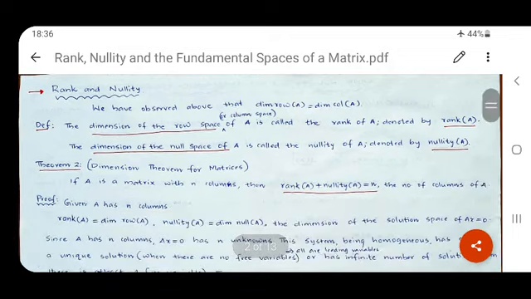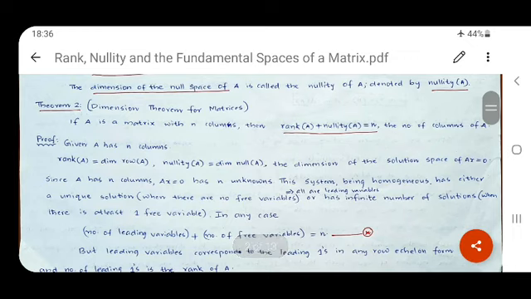Second theorem, the dimension theorem for matrices, states that if A is a matrix with n columns, then rank A plus nullity A equals n, the number of columns of A. The proof goes like this. A is a matrix with n columns. So rank of A equals the dimension of the row space of A, and nullity of A equals the dimension of the null space of A. The null space of A is the solution space of Ax = 0. Therefore, nullity of A equals the dimension of the solution space of Ax = 0.